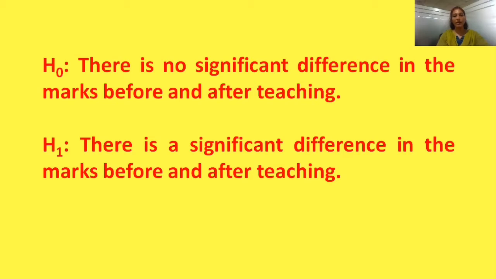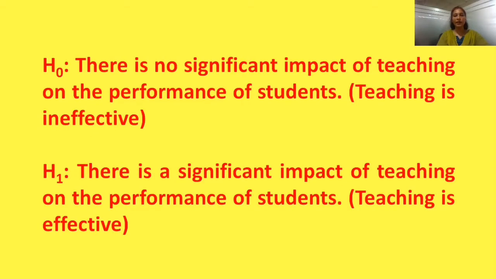The other way of making this particular hypothesis for paired sample t-test is: there is no significant impact of teaching on the performance of students, or I can say teaching is ineffective. Alternatively, I can say there is a significant impact of teaching on the performance of the students, or teaching is effective. This way we can frame our hypothesis for this situation. Now we will see how we can test this hypothesis with the help of data and SPSS. So now we are moving towards the SPSS window.